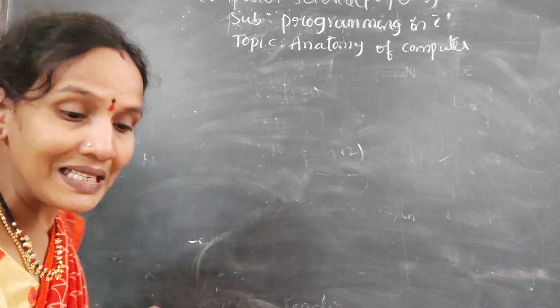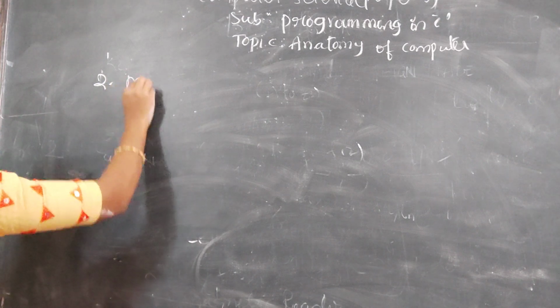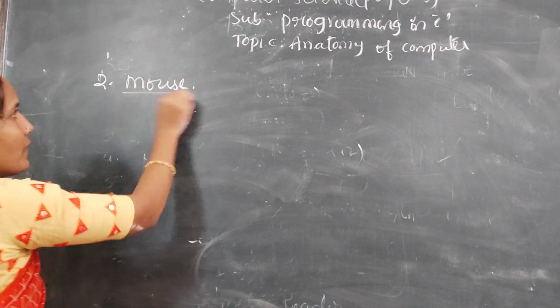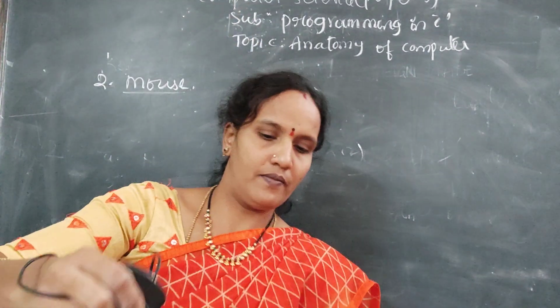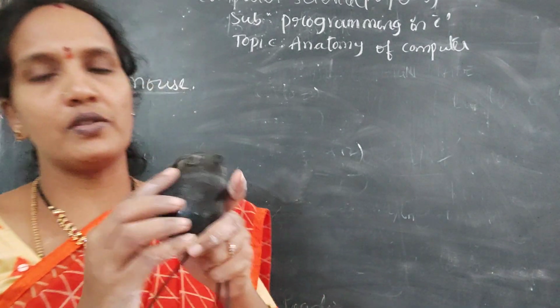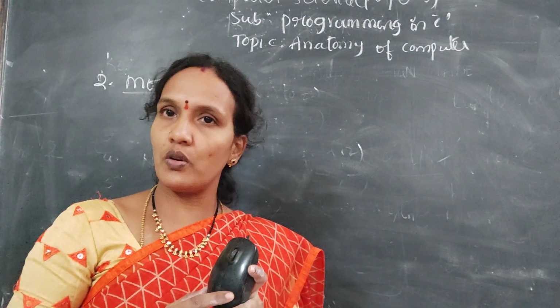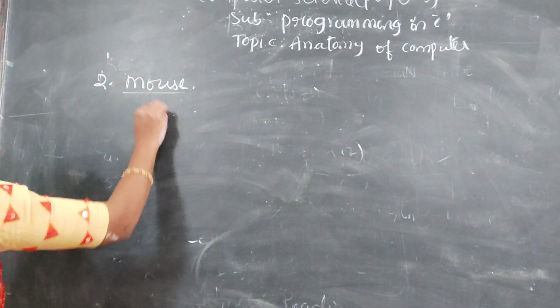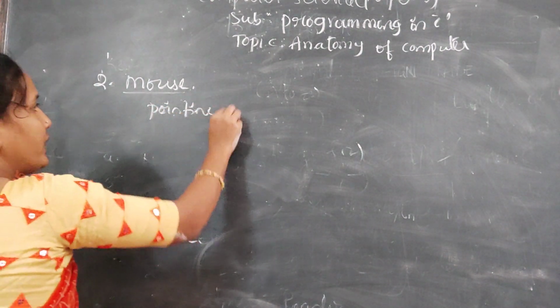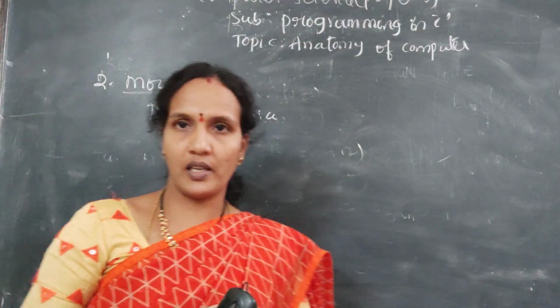Now come to the second input device, the mouse. See, this is your mouse. This is another input device, the mouse. Like this we will press. And this is also called a pointing device. Mouse is called a pointing device. Pointing device means you can point out objects on the screen.